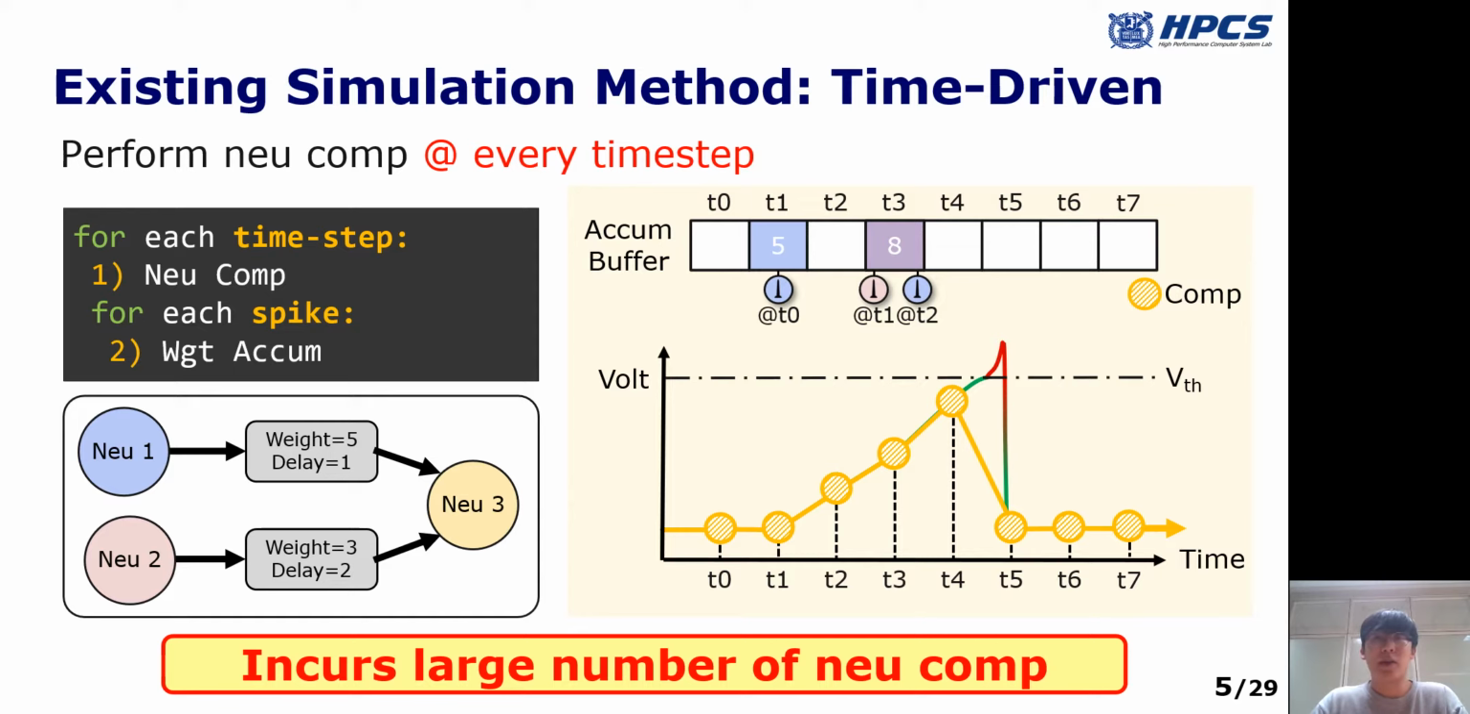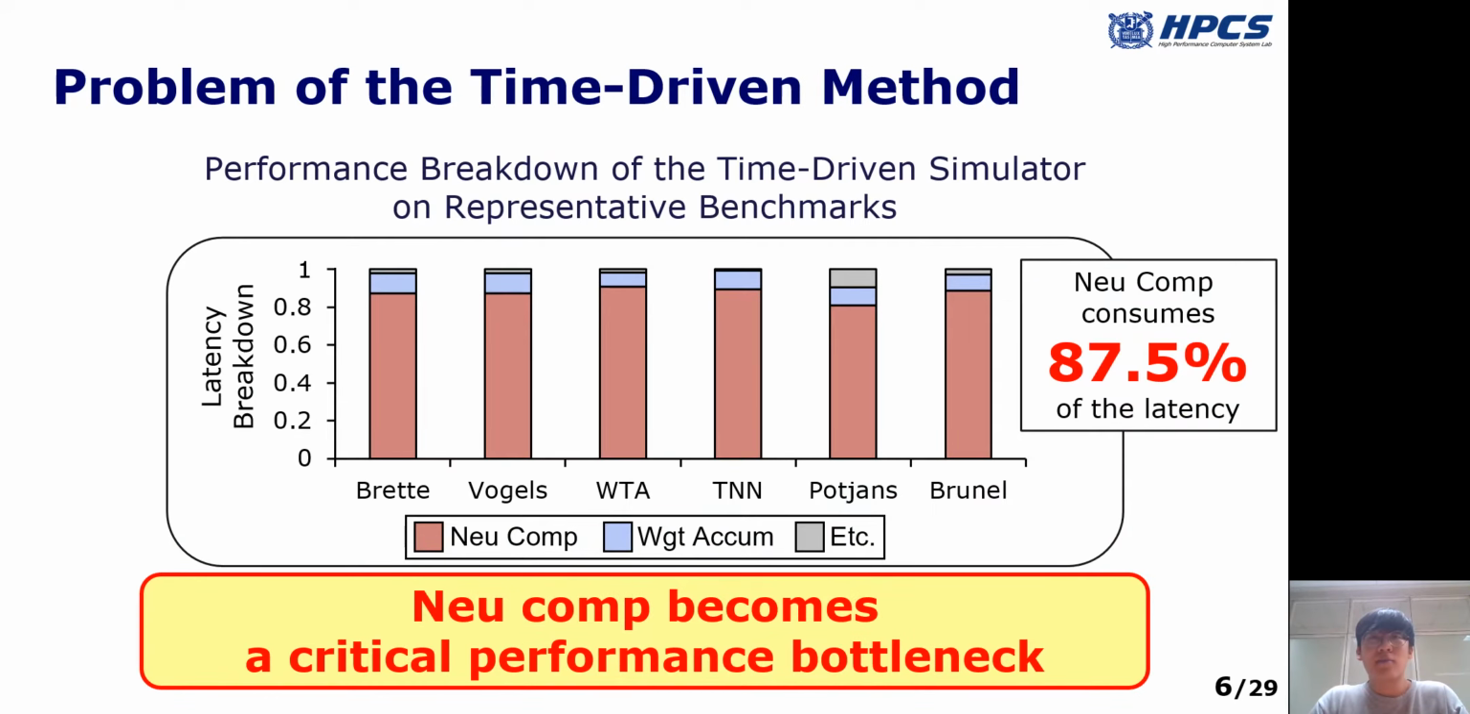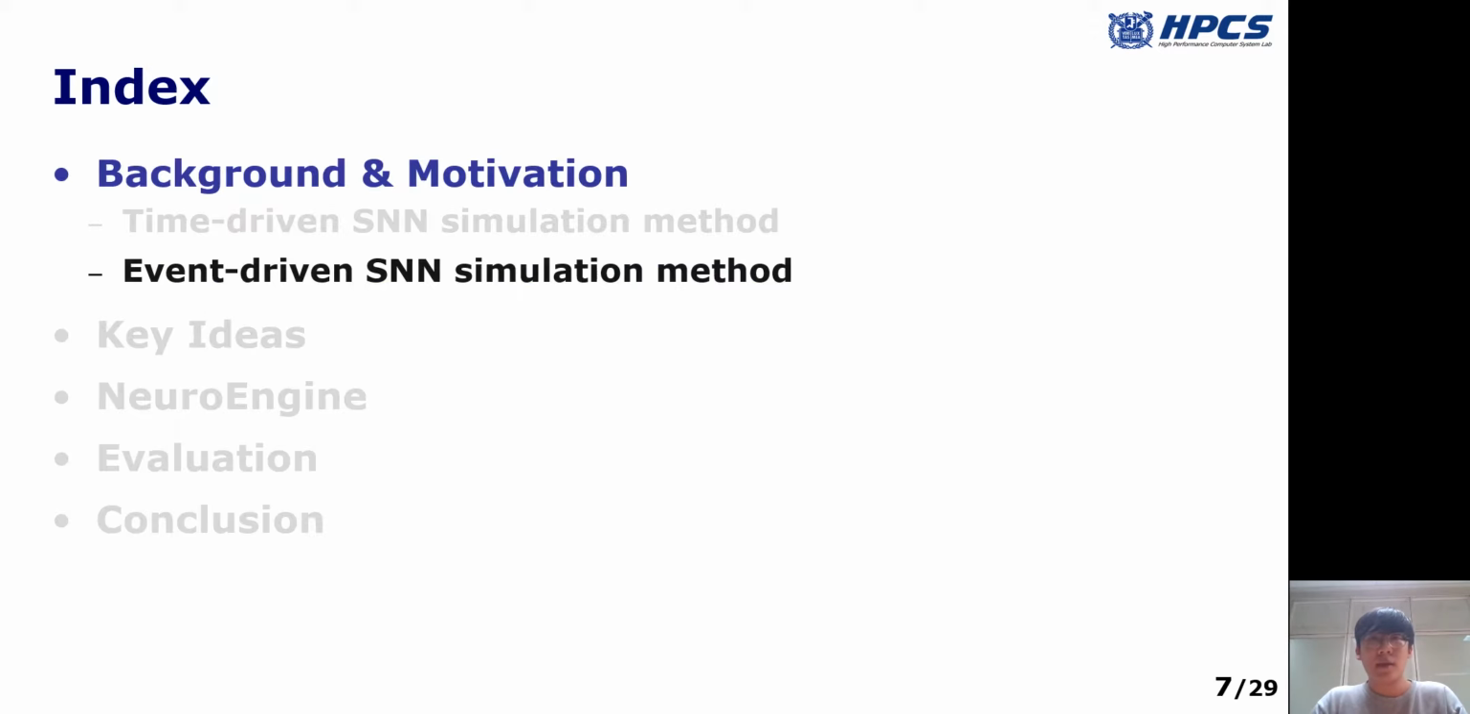This is the basic mechanism of the time-driven simulation, and as you can see, it incurs an excessive number of neuron computations. Then, we profile the simulation latency of the time-driven simulator on 6 representative benchmarks. The result indicates that the neuron computation indeed becomes a critical performance bottleneck, taking 87.5% of the simulation latency. Next, I'll introduce another simulation method to overcome the problem of the existing simulators.